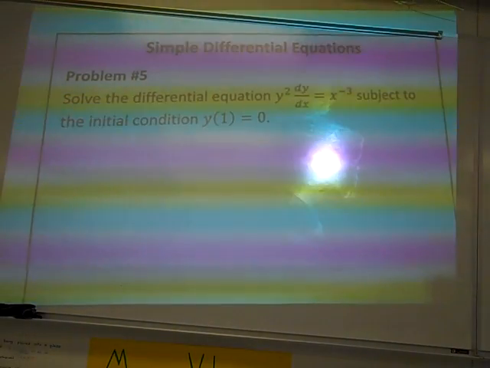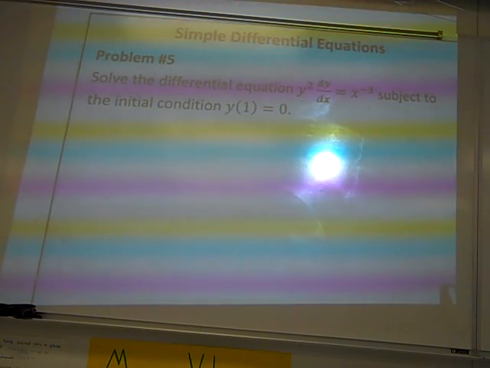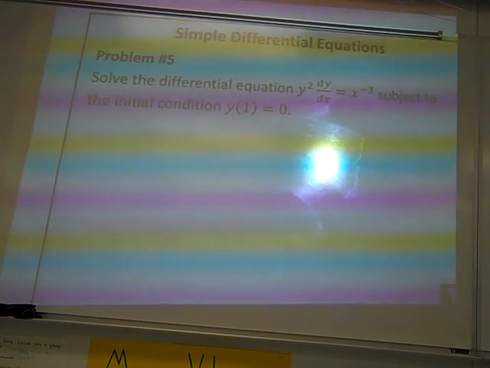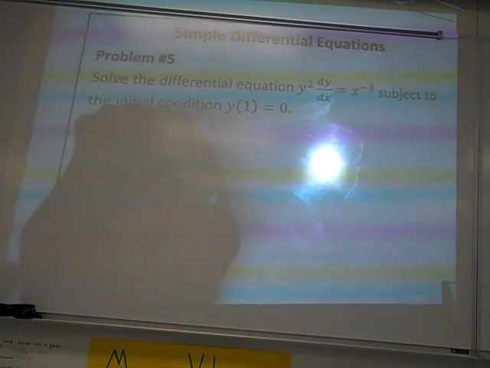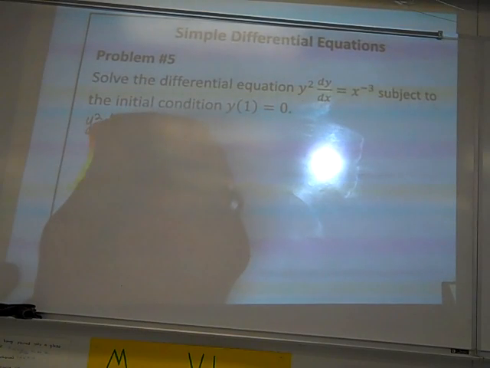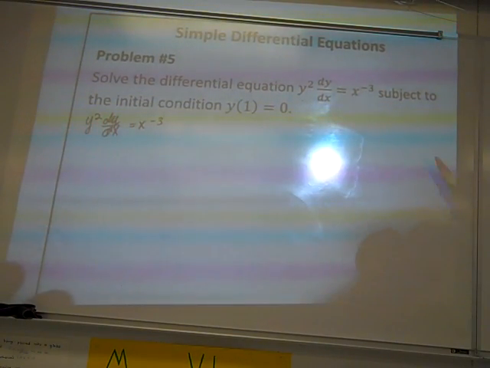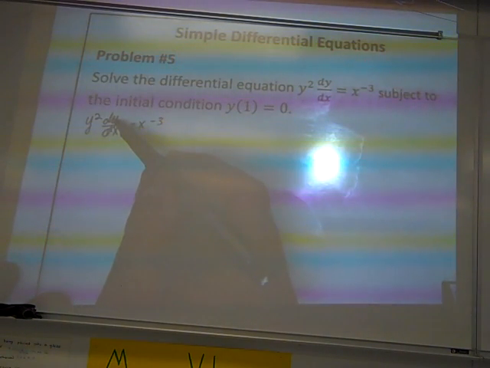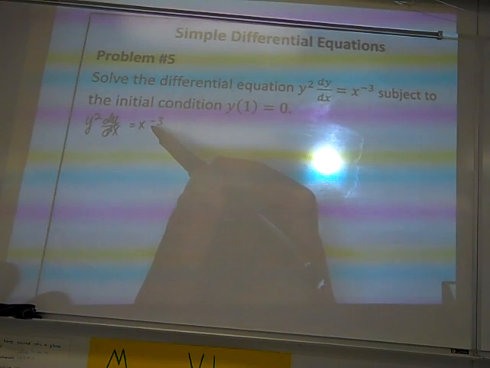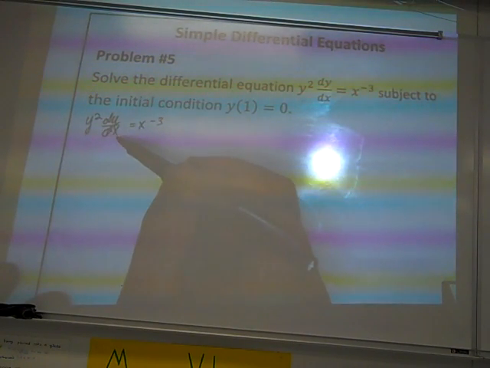Alright. Solve the differential equation y squared dy/dx equals x to the negative third, subject to the initial condition y(1) equals 0. So, y squared times dy/dx equals x to the negative third. Okay, I have the y squared and the dy on the left-hand side, and x to the negative third on the right. I've almost got it completely separated except for the dx.